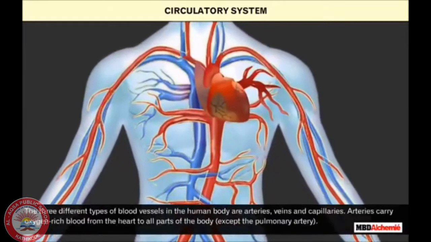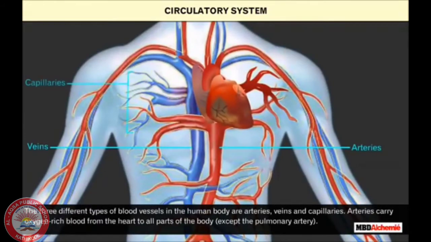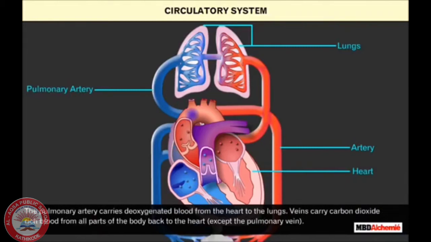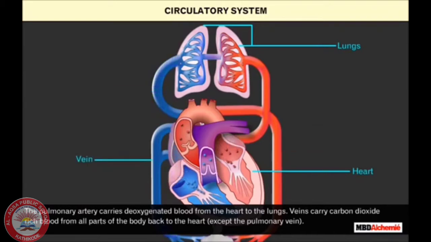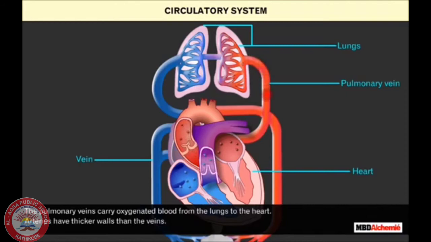The three different types of blood vessels in the human body are arteries, veins, and capillaries. Arteries carry oxygen-rich blood from the heart to all parts of the body except the pulmonary artery. The pulmonary artery carries deoxygenated blood from the heart to the lungs. Veins carry carbon dioxide-rich blood from all parts of the body to the heart except the pulmonary vein. The pulmonary vein carries oxygenated blood from the lungs to the heart.